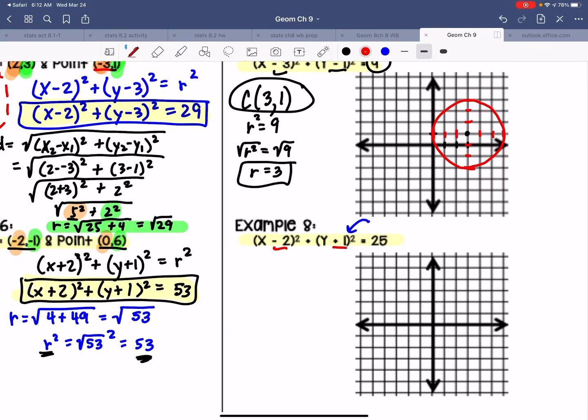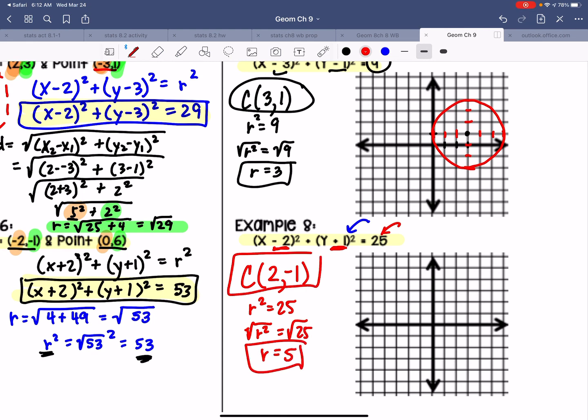So I've got a -1 and a -2. So a big +2, a +1, so -1. And our radius squared is 25. So this came up a couple times, right? So if I take the square root of both sides, I find out that the radius is 5. So I've got my ingredients to graph. Center is 2, so 1, 2, and a -1. So there's my center. And my radius is 5.